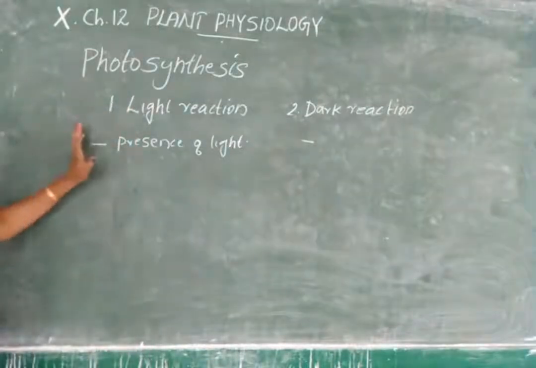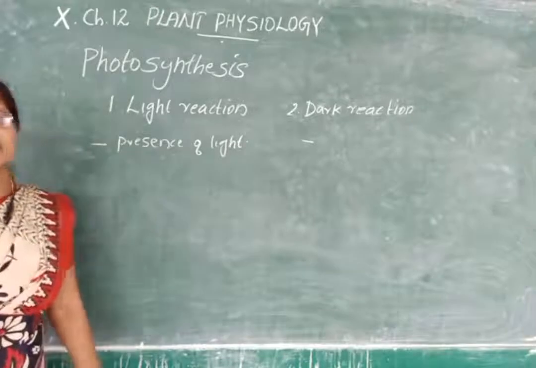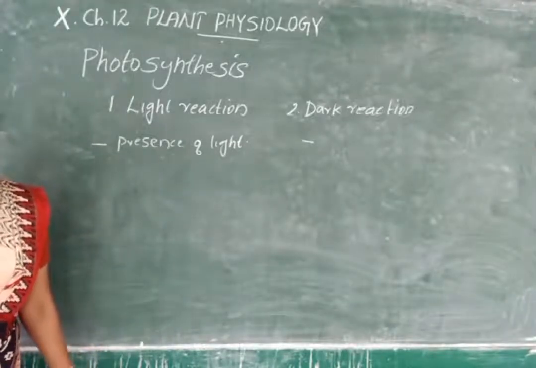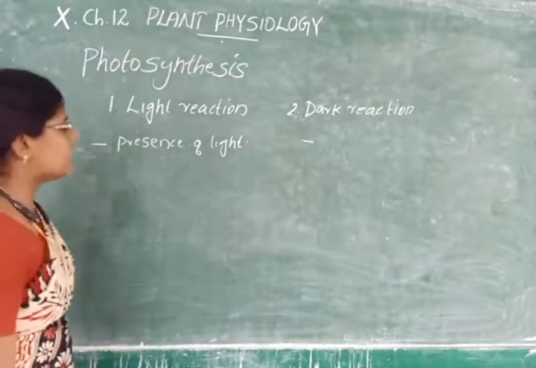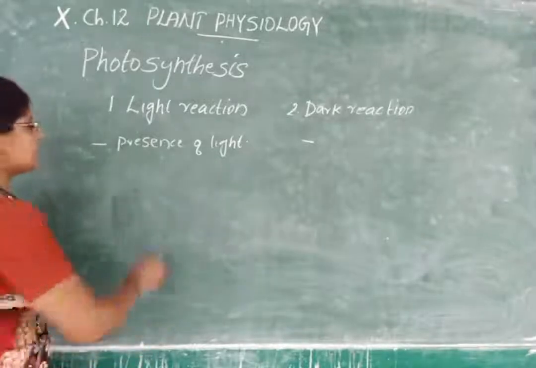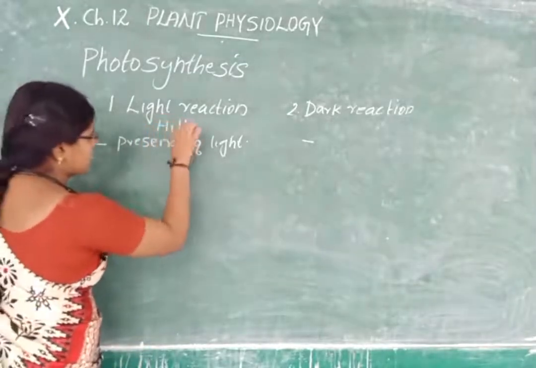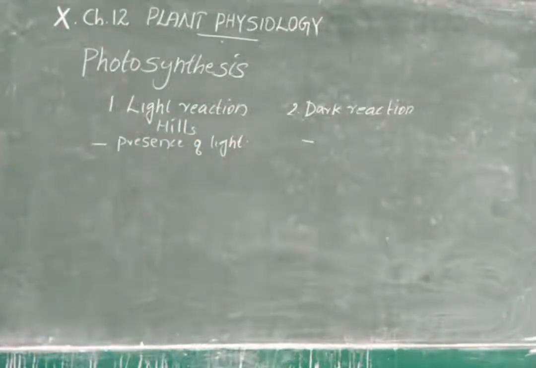First one, light reaction. Light reaction takes place in the presence of light, so it is called light dependent reaction, also known as Hill's reaction. Why? Because this light reaction was discovered by Robin Hill, so it is called Hill's reaction. And it takes place in the presence of light, hence it is called light dependent reaction.